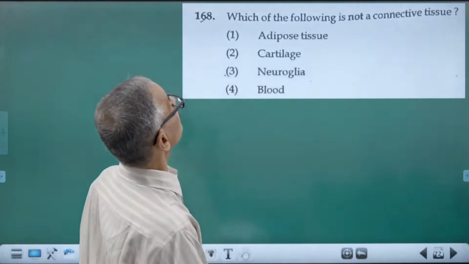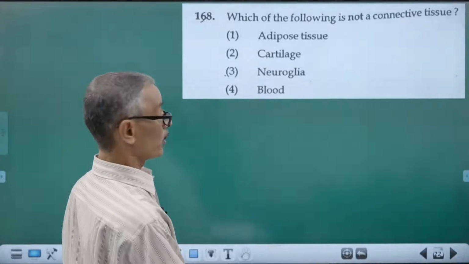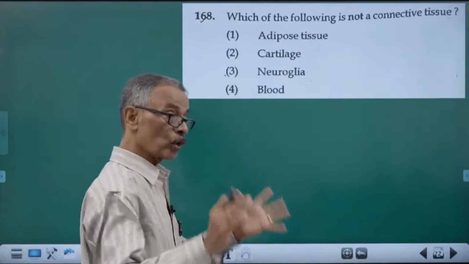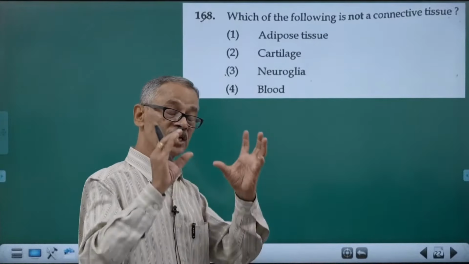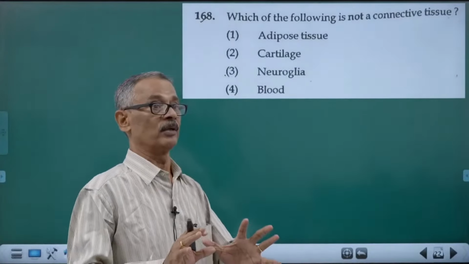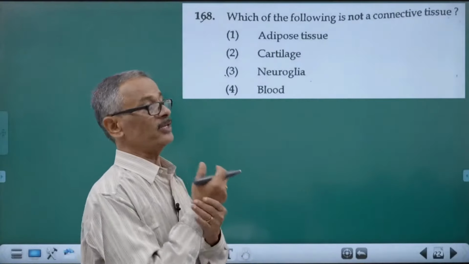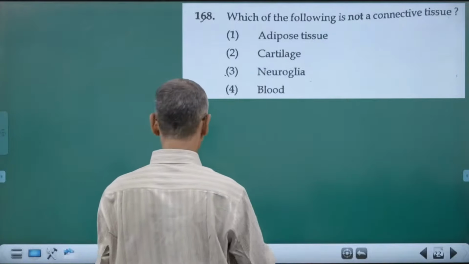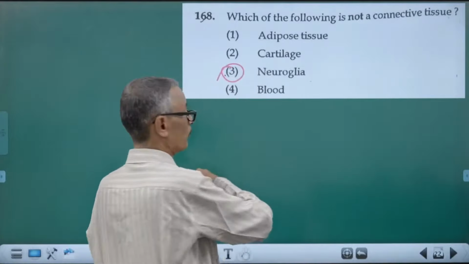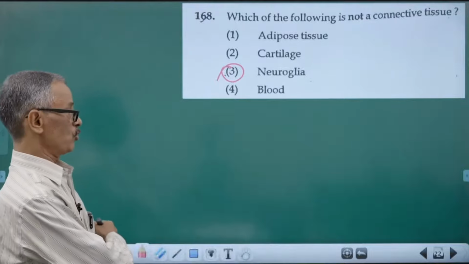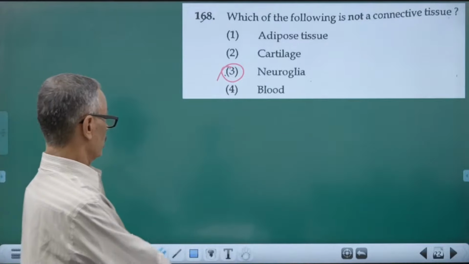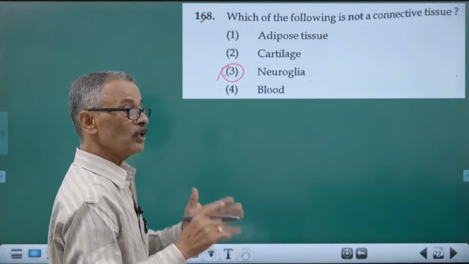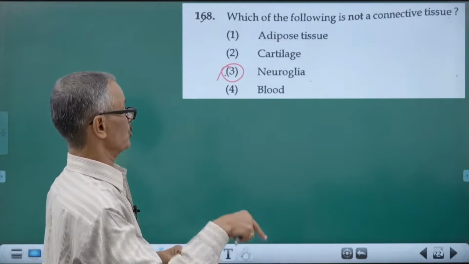Which of the following is not a connective tissue? Adipose tissue is a connective tissue, cartilage is a connective tissue, neuroglia. Neuroglia are special type of cells which are non-conducting, non-excitable cells of the nervous system. So, that is the correct option. Blood is a connective tissue, fluid connective tissue. Glial cells or neuroglia cells and neurons are the two types of cells of nervous tissue.